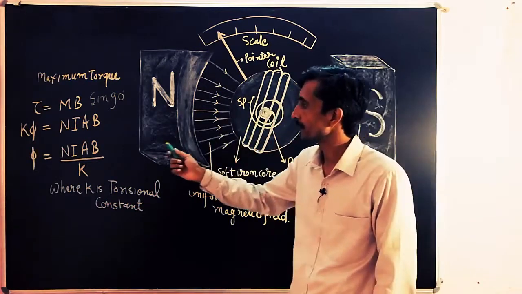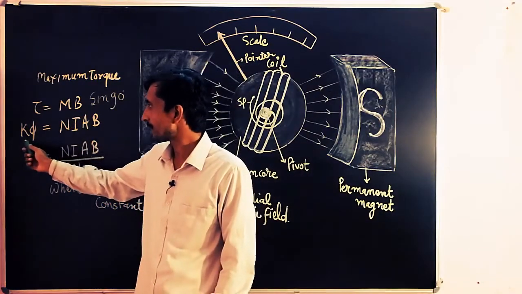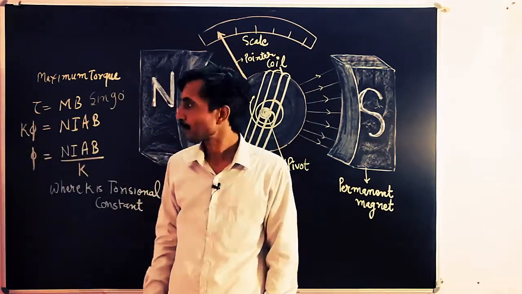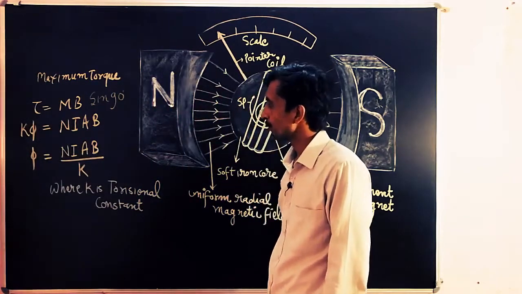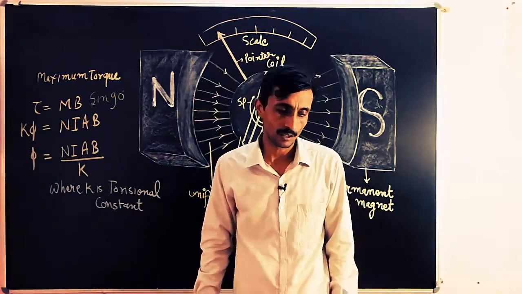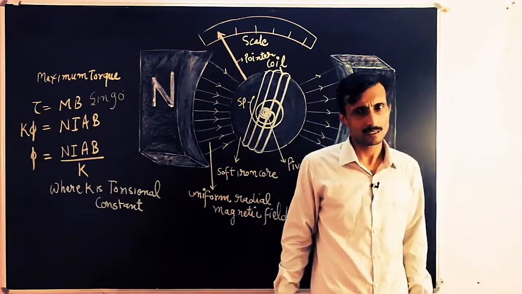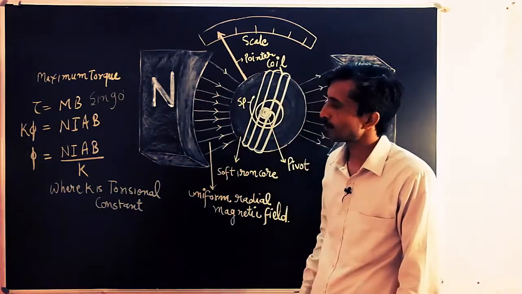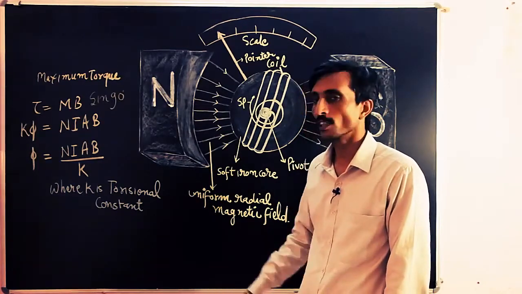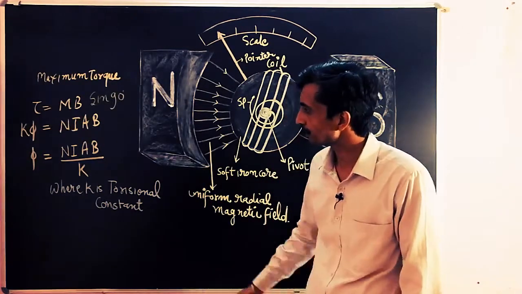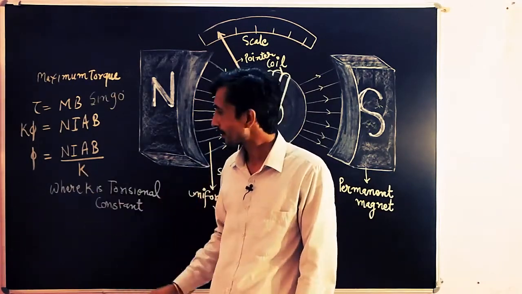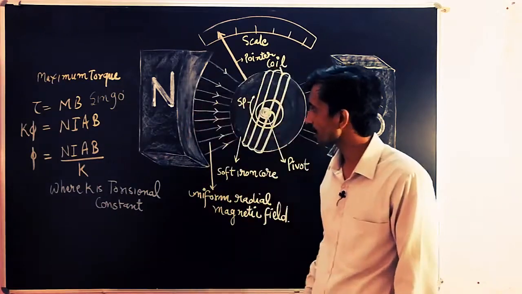And this torque is directly proportional to the angular deflection, and this K is the proportionality constant, also called the torsional constant. Basically, the torsional constant involves various things such as moment of inertia, which is a major factor when the body rotates about any axis. So we can also say that this is the inertia factor or torsional constant.